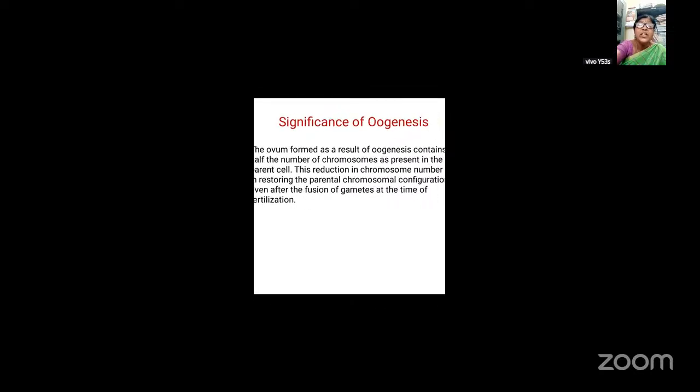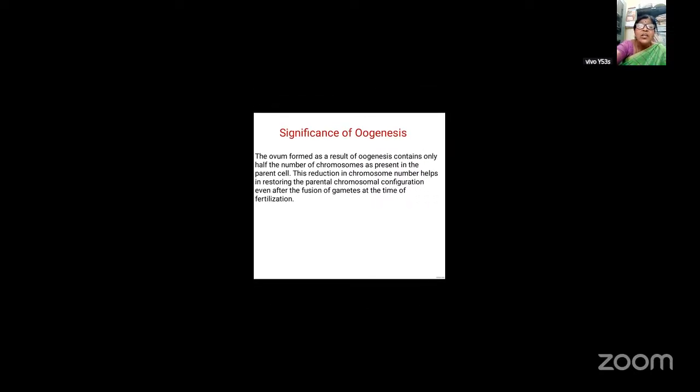Now we'll see what is the significance of oogenesis. You all know the ovum formed as a result of oogenesis will contain only half the number of the chromosomes that are present in the parent cell. So this reduction in the chromosome number helps in restoring the parental chromosomal configuration even after the fusion of the gametes at the time of fertilization. So that is the significance of oogenesis.